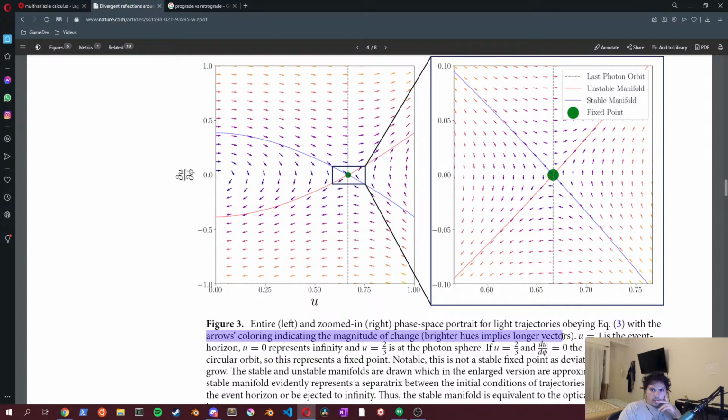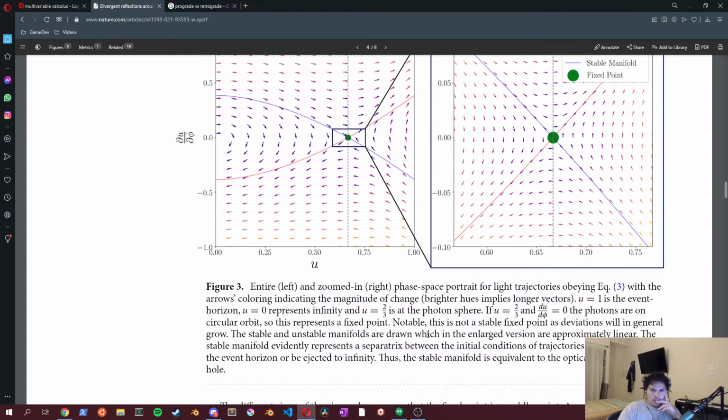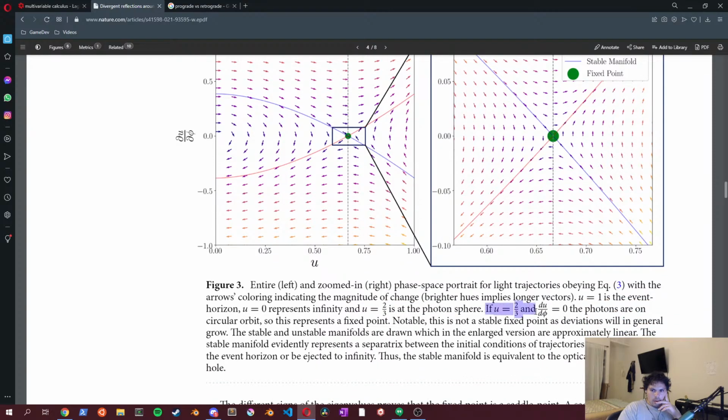Brighter hues are longer vectors. U equals 1 is the event horizon. U equals 0 represents infinity. And U is 2/3 is the photon sphere. If we're at the photon sphere and at a stationary orbit, or in du dphi equals 0, you're on a stationary orbit. Notably, this is not a stable fixed point, as deviations will grow.